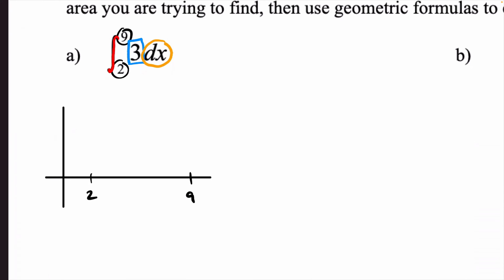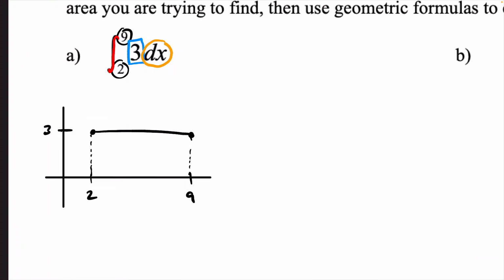What's the function? 3, right? So what does that mean? What does a function of 3 mean? It's a straight line, yeah. It always is 3. So everywhere the function is 3. So if it's at 2, y is going to be 3. At 9, y is going to be 3. Everywhere in between, y is going to be 3. That's what that means. Okay? So it's going to be a horizontal line forever and ever and ever. But I only care within the bounds. The bounds are 2 to 9.